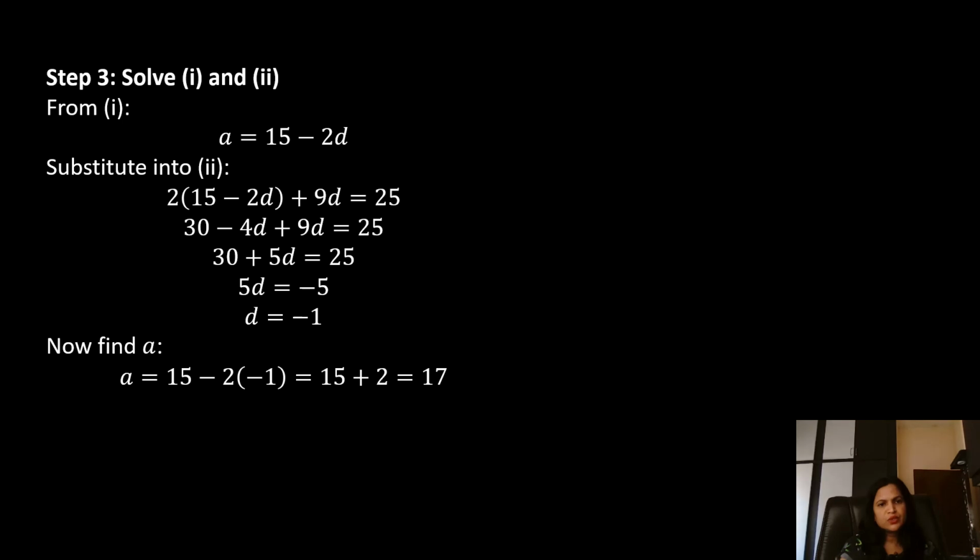Substitute into equation 2, that is the substitution method, because a common a is not there. Substitute a equal to 15 minus 2d into equation 2: 2 into (15 minus 2d) plus 9d equal to 25. So 15 twos are 30, 2 twos are 4d: 30 minus 4d plus 9d equal to 25. Minus 4 plus 9, 9 minus 4 is 5, that is 5d. 30 plus 5d equal to 25. So bring the constant to the other side.